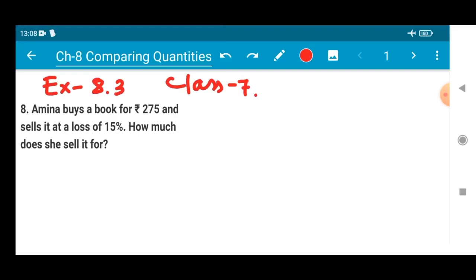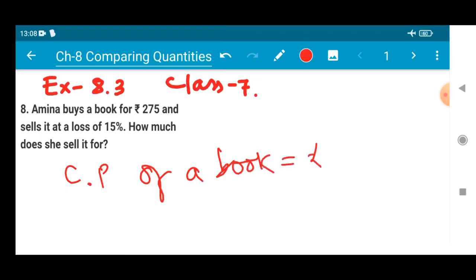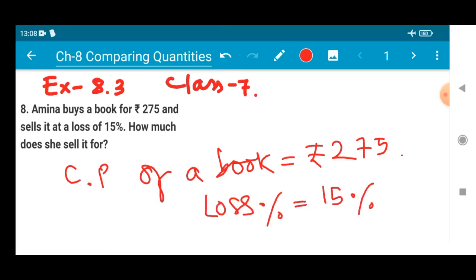So Amina is buying a book. Whenever we are buying, then whether it is SP or CP, SP means selling price and CP means cost price. So it means it is CP. So the cost price of the book is equal to rupees 275. Now she is selling that book at what? Loss of 15%. So what is given? Loss percentage is given, that is 15%.